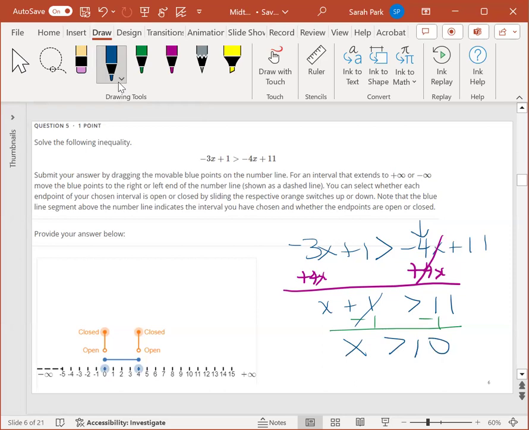Okay, how you would shade that on the number line is at 10, you're going to have an open circle because it's just strictly greater than, and then we shade to the right of that because x is greater than 10. And as an interval, we write parentheses 10 to infinity. If this had an equal symbol, if it was greater than or equal to, we would shade that in. But because it's just greater than, we leave that circle open at 10.